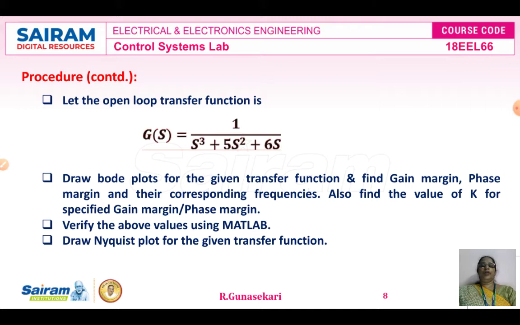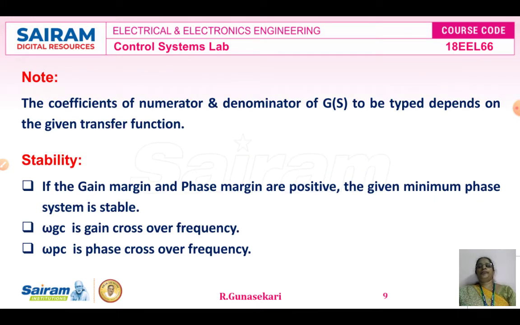Now we draw the Bode plot for the given transfer function and find the gain margin, phase margin and their corresponding frequencies. Also, we find the value of K for specified gain margin and phase margin. Now verify the above values using MATLAB. Draw the Nyquist plot for the given transfer function. Here, keep in mind that the coefficients of the numerator and the denominator of G(s), that is the transfer function, to be typed depend on the given transfer function.